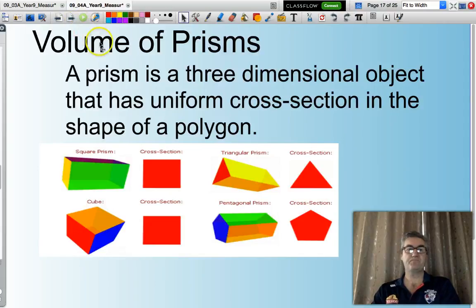Now, just a reminder, what is a prism? A prism is a three-dimensional object that has uniform cross-section in the shape of a polygon. So you'll see here with the triangular prism, it has a uniform cross-section which is a triangle, because if I cut this here, I will still see a triangle. Cut the pentagon along here, the face will still be that of a pentagon.